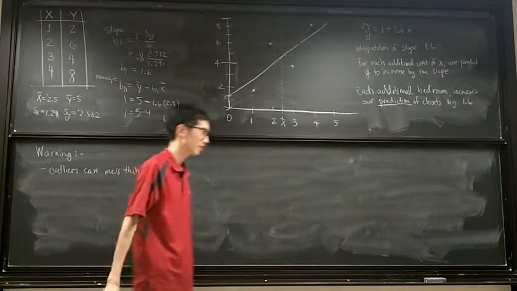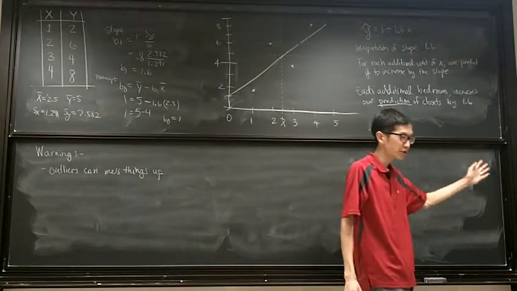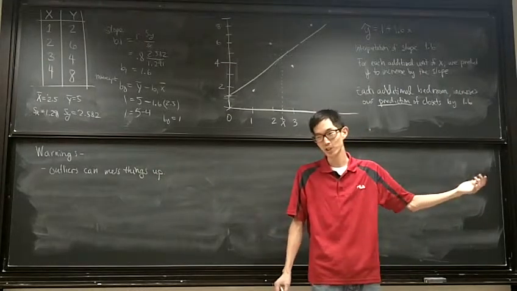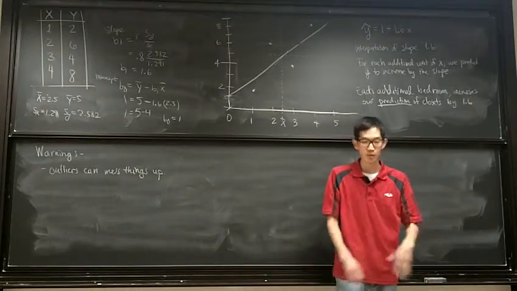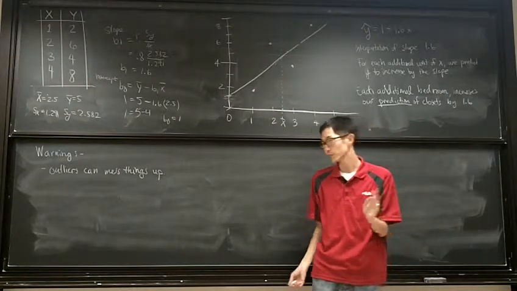So outliers can make you think there's a relationship when there's no relationship, or make you think there's no relationship when there is a relationship. It can just mess things up. So when you graph things and you notice some outliers, just be conscious of those things, okay?